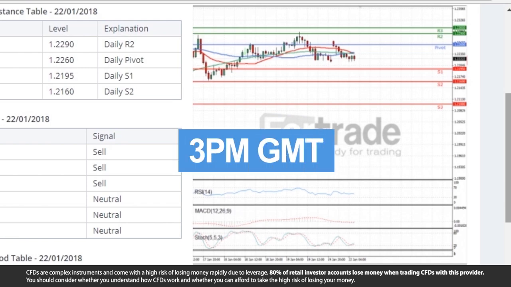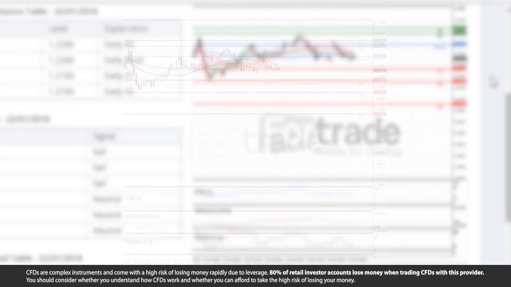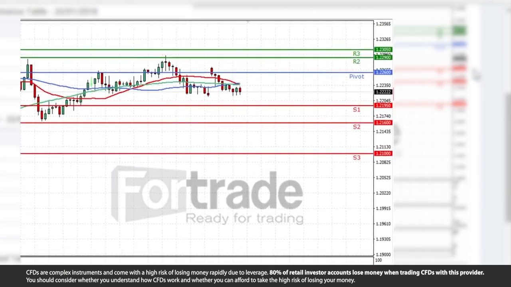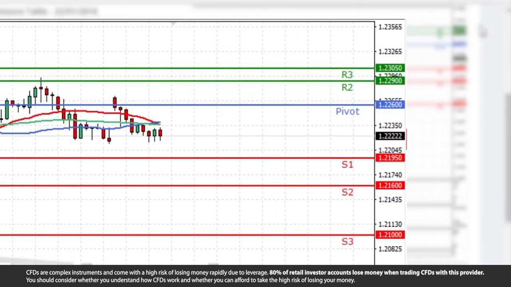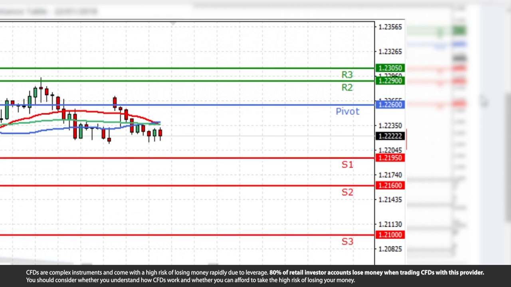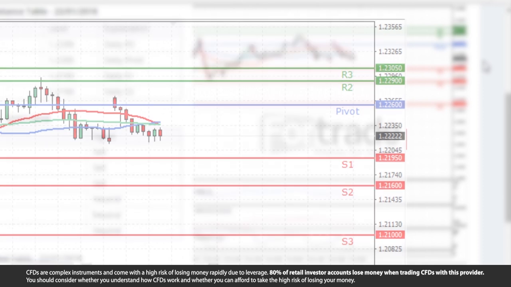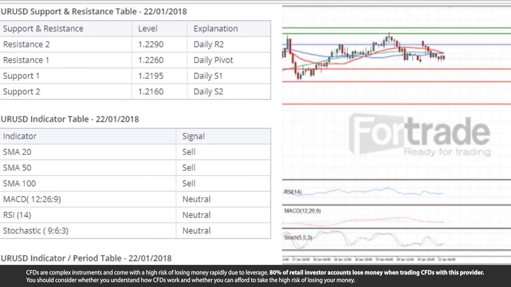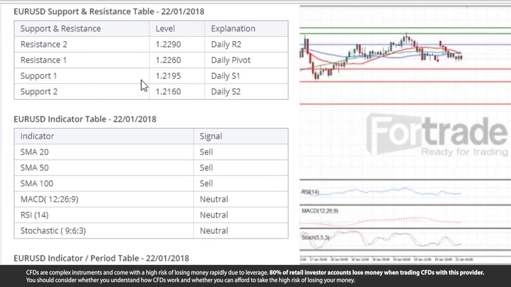in the afternoon. The chart here contains 3 resistance levels, or in this case, 1 pivot line and 2 resistance levels and 3 support levels. S1, S2 and S3. These lines or levels are most often used to set the stop loss and take profit orders. These levels are displayed numerically in this table on the left.